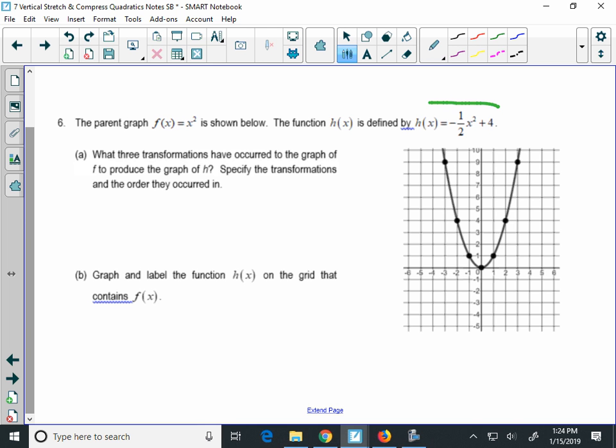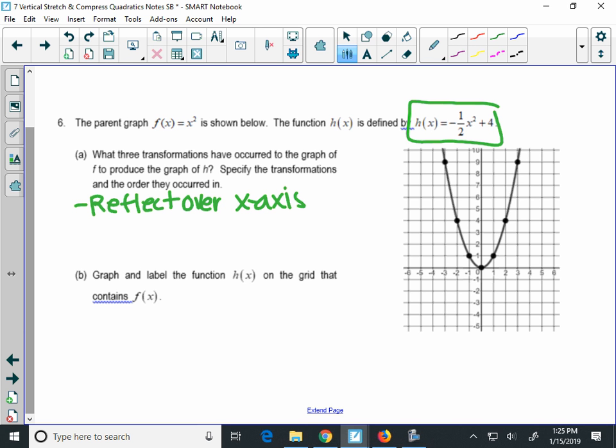So when I look at this equation, we need to first tell me what happened. What are the transformations to the graph? So when I find the transformations, I start on the left of it, and I start with a negative. What does that negative out in front tell me happened to the graph? Yep, so I reflect over the x-axis. Good.